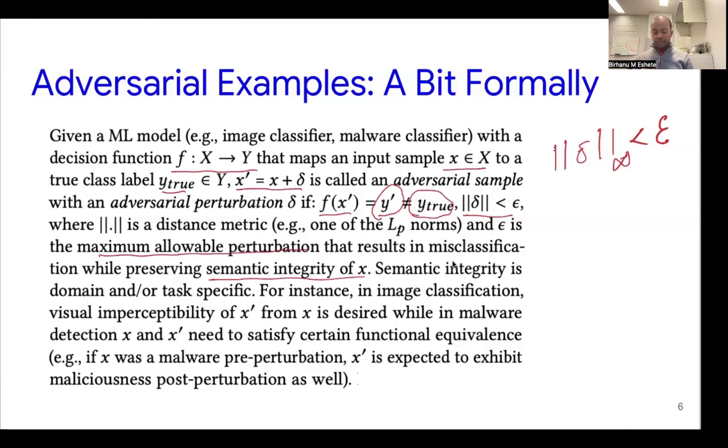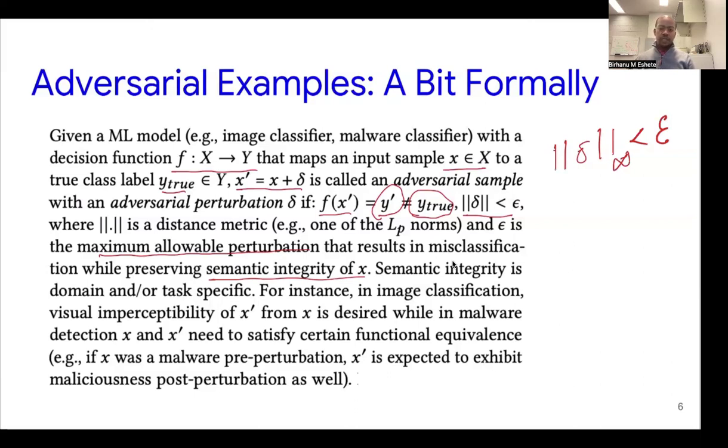So semantic integrity here could mean many things depending on the domain in which this adversarial example is being generated. In the image domain, for instance, semantic integrity means that if you perturb an image of a dog, it should still look like a dog to a human. The perturbations should be visually imperceptible for a human, but somehow the classifier is sensitive to these perturbations.